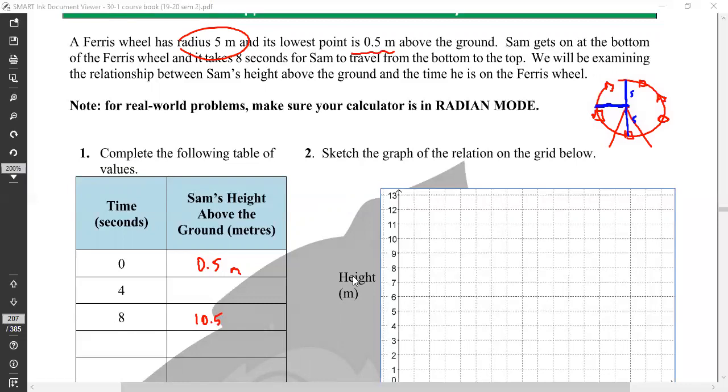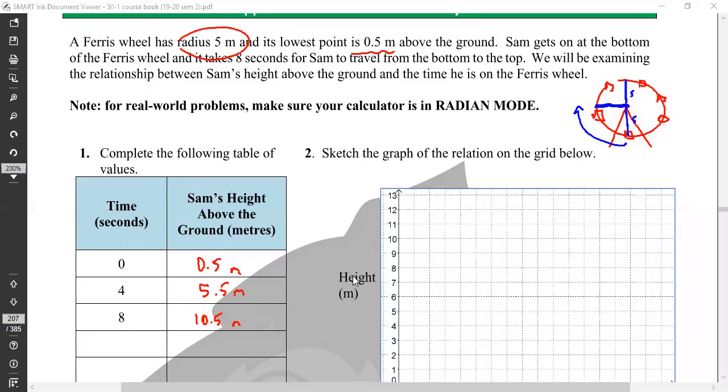At 4 seconds, if he's going around the circle, he's halfway up. He's at his median height. He's halfway up to where he's going to be. And so that median height is going to be halfway between 0.5 and 10.5, which is 5.5 meters. Halfway between 10.5 and 0.5 is 5.5.